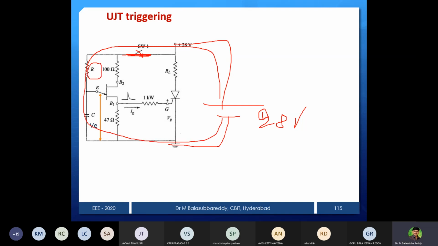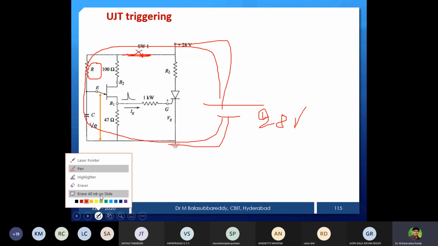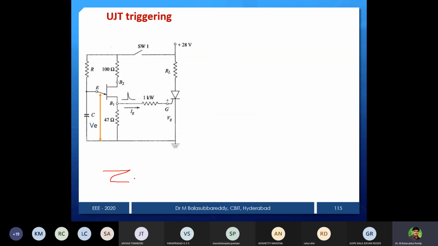Whatever R value you place, based on that, the capacitor is going to be charged. What is the charging time constant of a capacitor? R into C. So this is the charging time constant. Based on R or RV, the variable resistor, it will charge. Now once it is charging, it will gradually rise. See, the capacitor is charging, gradually rising. Once it reaches the peak, then what will happen? UJT will trigger. This means the junction breaks down and the UJT will turn on.